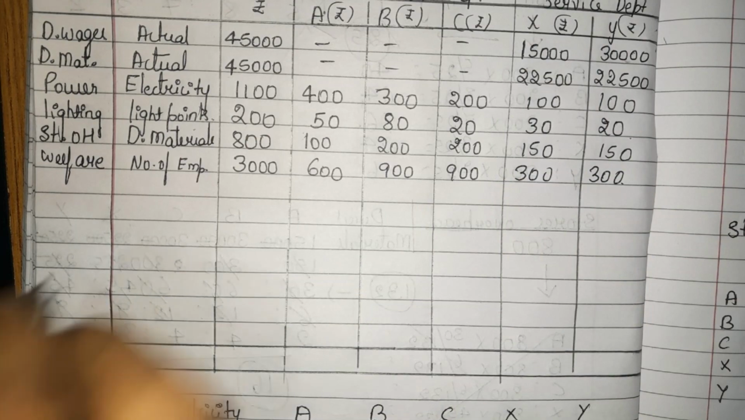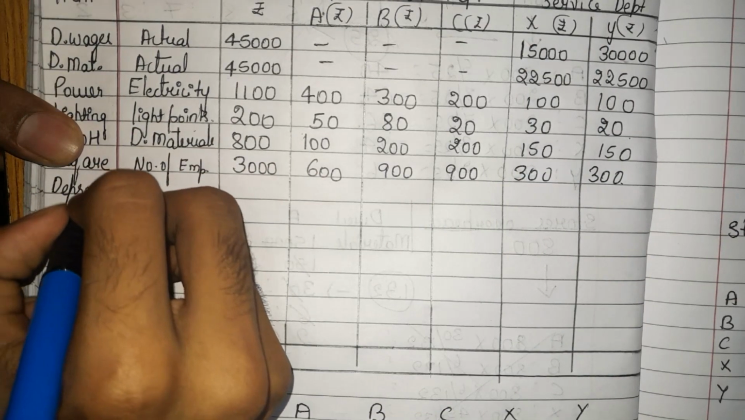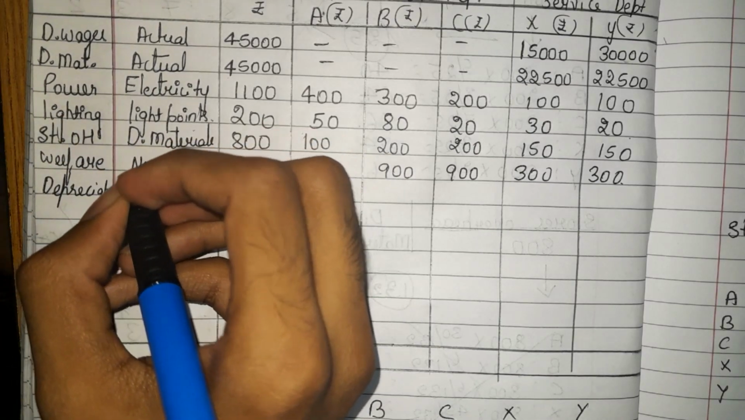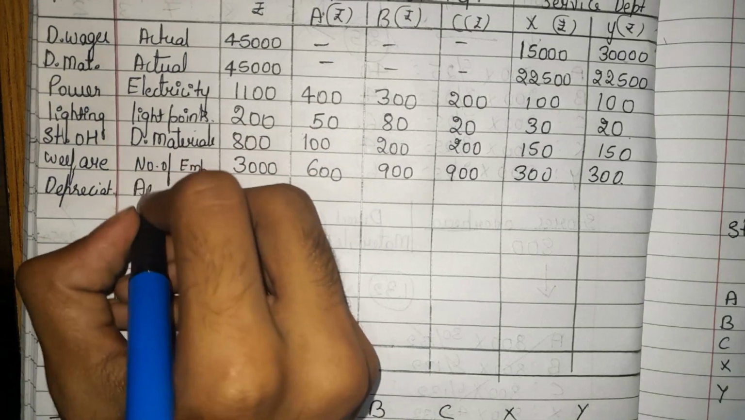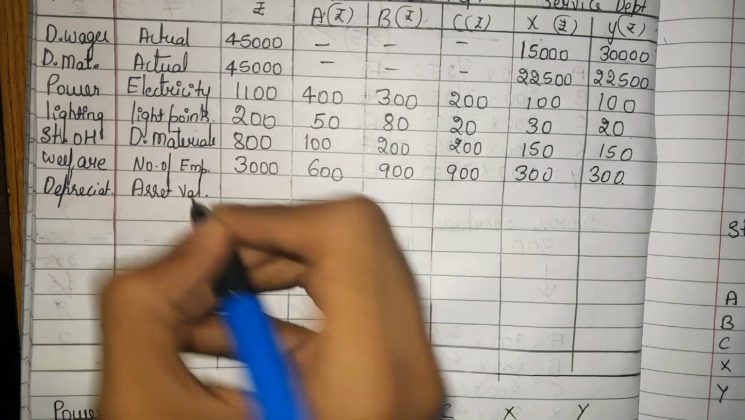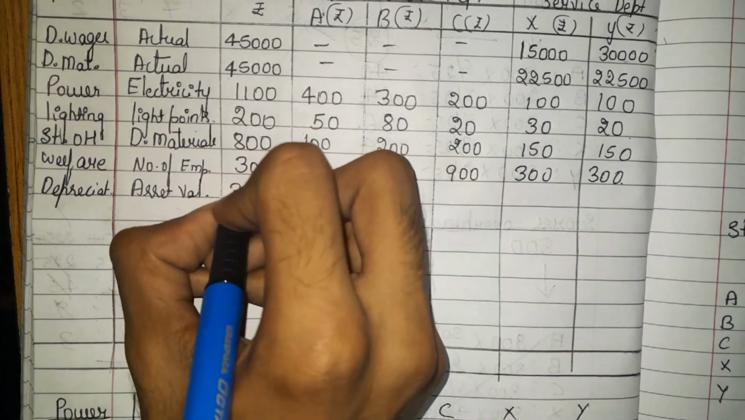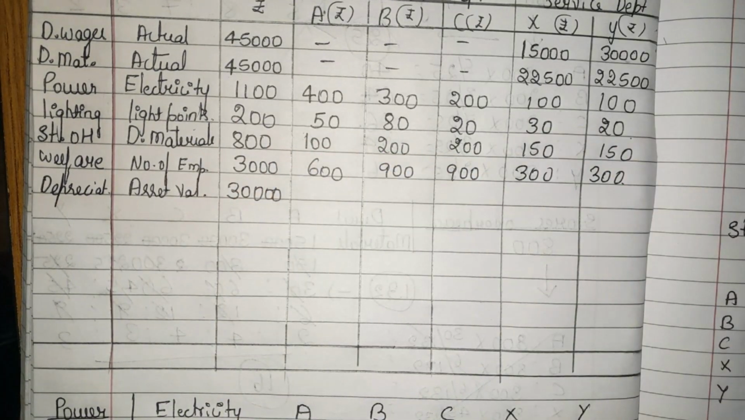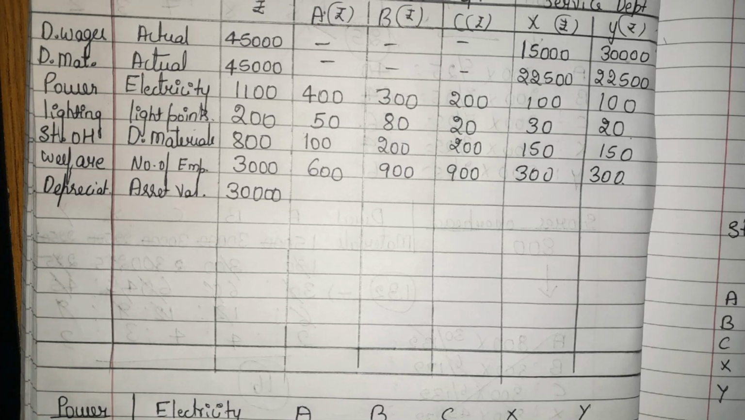Next, what expenses are we having? We are having depreciation expenses. The depreciation will be done on the basis of assets value. What is the total expense of depreciation? It is 30,000. Now let us see how to calculate this depreciation apportionment.